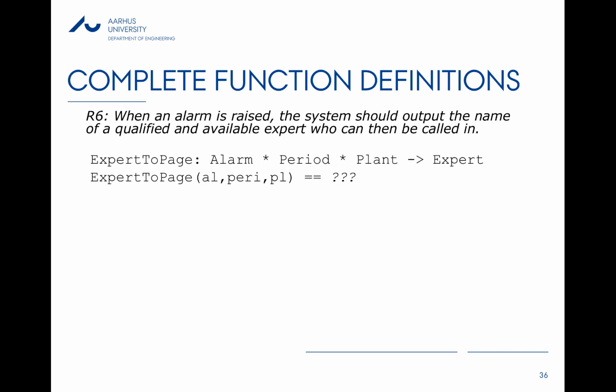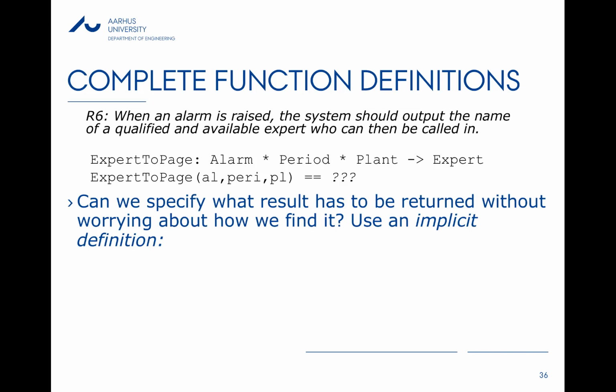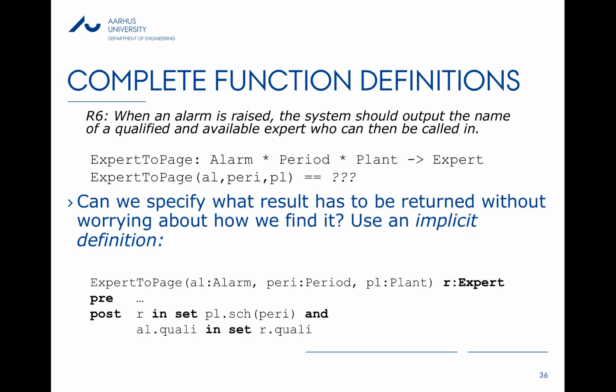I've given some names to the alarm, the period, and the plant. But how can we define this? Well, we can specify what results should be returned without worrying about how to find it. We could use an implicit style definition. So we could say the property we are interested in is that the result, now here I use R to be able to refer to the results.